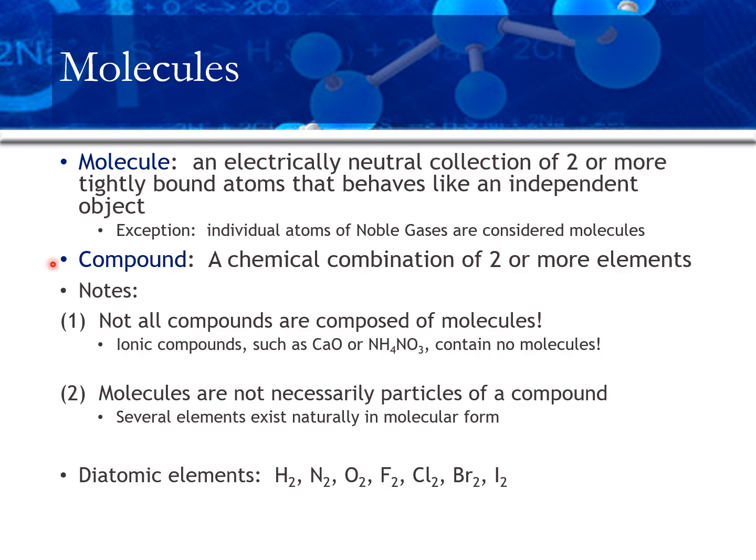Now, in contrast, a compound is a chemical combination of two or more elements. There must be at least two elements to be considered a compound, otherwise it's just an element. So some clarification notes. First of all, not all compounds are composed of molecules. In fact, a very large category of substances are known as ionic compounds, examples of which are calcium oxide and ammonium nitrate. We'll learn how to name those in just a bit. They don't contain any molecules at all, but rather they contain ions that are electrostatically stuck together. That's not the same thing as a molecule. So just because we have a formula does not mean we have a molecule.